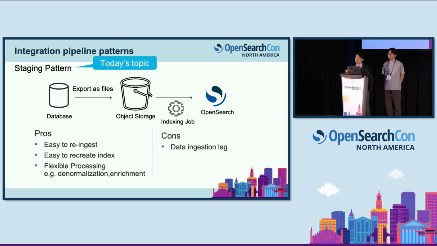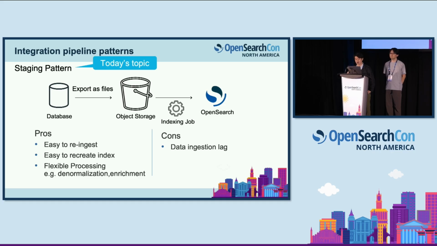Okay, so the next pattern is a staging pattern. This is today's topic. In this pattern, you put a staging layer between the data source and OpenSearch. The staging store is typically an object storage like Amazon S3. And in this pattern, you can easily re-ingest or recreate an index when the index is broken or something. Also, this pattern allows flexible processing, such as denormalization or enrichment of your documents.